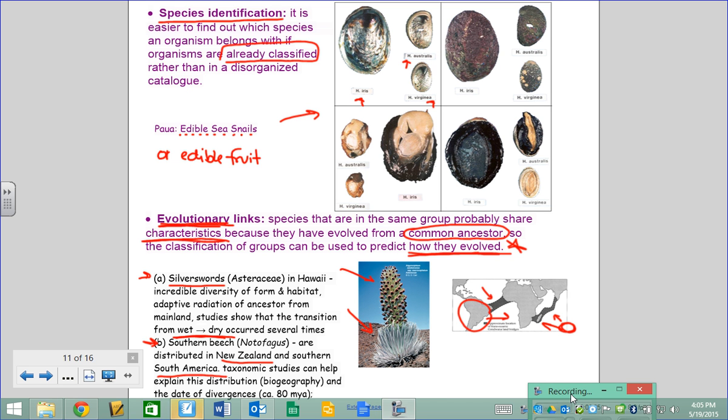It also helps explain the date of divergences. So knowing what types of species exist and knowing what happened geologically might help us explain when these two species diverged from each other and started being new species as opposed to the same species in the same area. This just means approximately, the CA means circa 80, MYA means million years ago. So we think that that might be when that possibly happened.